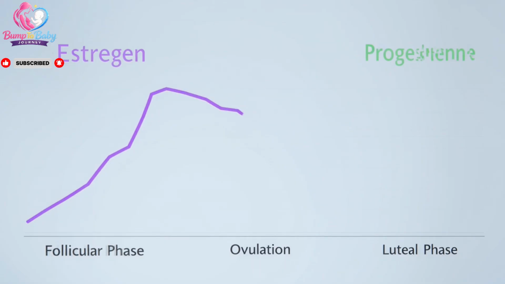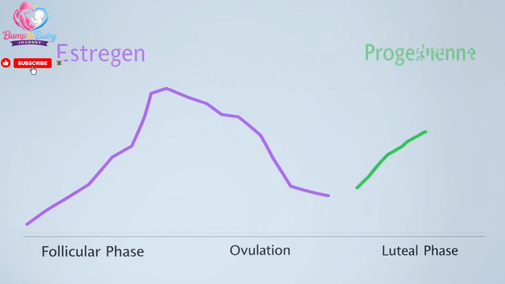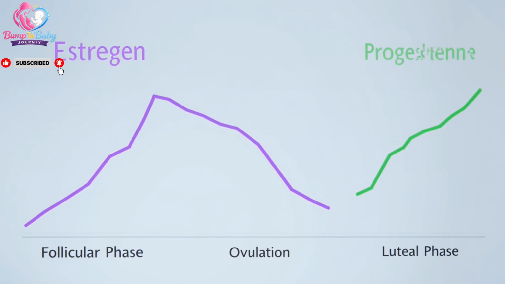During the menstrual cycle, estrogen and progesterone levels change. Estrogen rises in the follicular phase, peaking at ovulation. After ovulation, progesterone rises to support the luteal phase of the cycle.